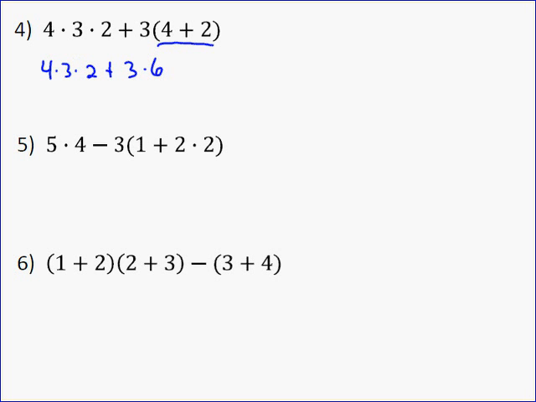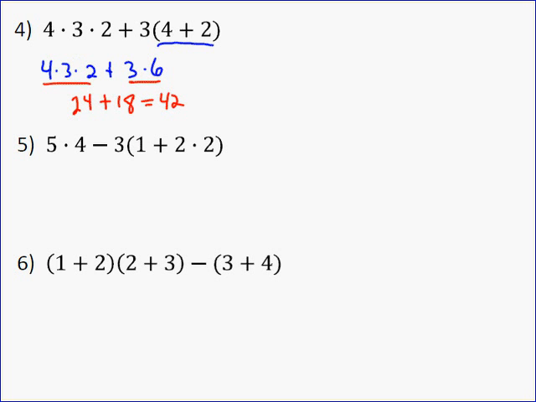4 plus 2 is 6. Now you've got two different products that are being added together. So you can do them separately. So we can do 4 times 3 times 2 and 3 times 6, and then add the results together. 4 times 3 is 12, times 2 is 24. 3 times 6 is 18, so plus 18. So the final step is just to do 24 plus 18, which equals 42.